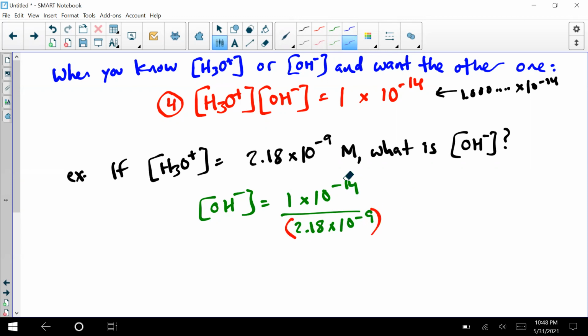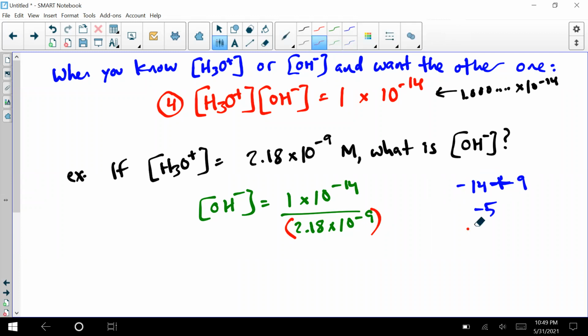It's also worth noting, if I'm taking the negative 14 and dividing it by negative 9, that's the same thing as subtracting. So it's worth it to take a few seconds and check. So negative 14 minus negative 9, what's that going to equal? Well, minus negative 9 is the same thing as saying plus 9. And what's negative 14 plus 9? Negative 5.